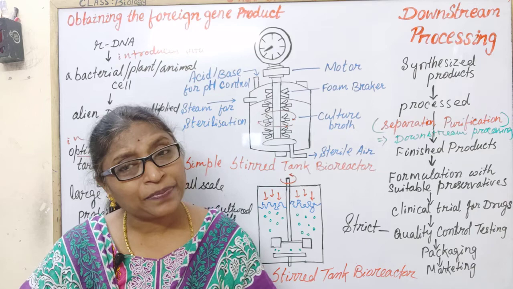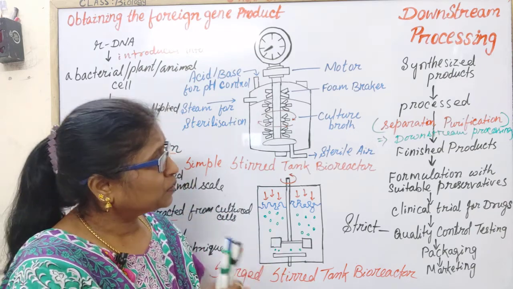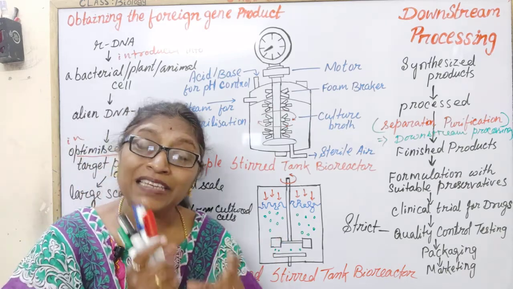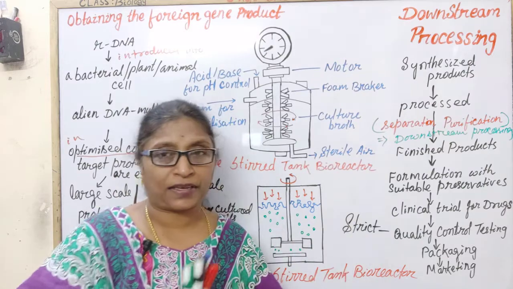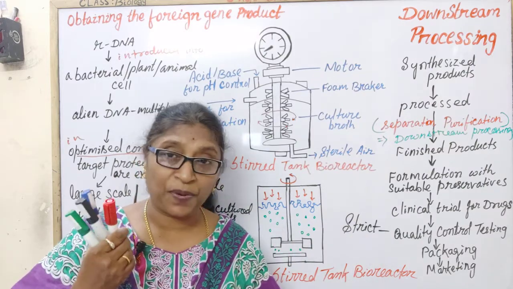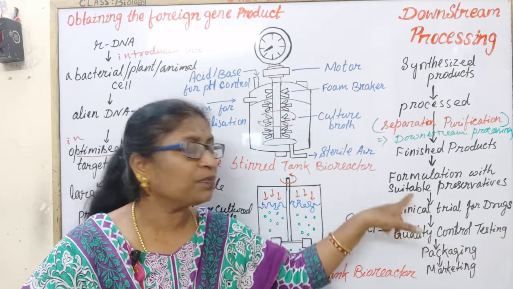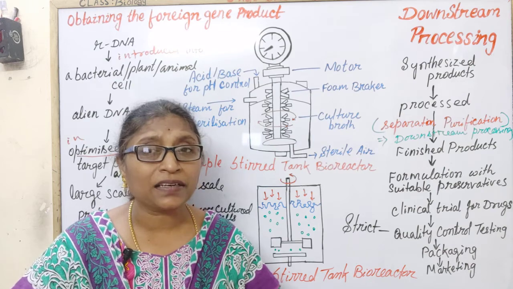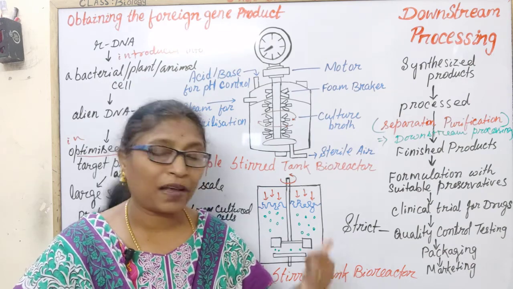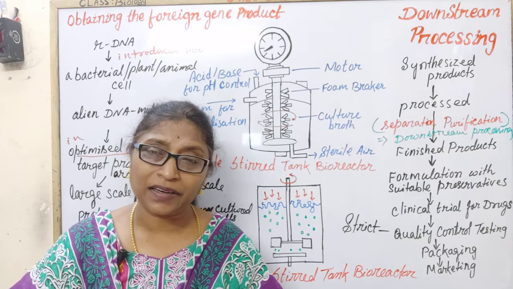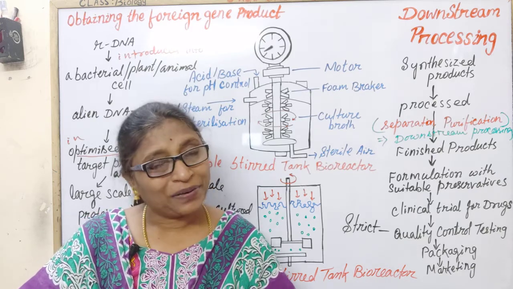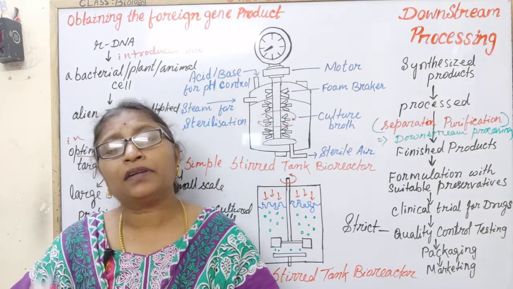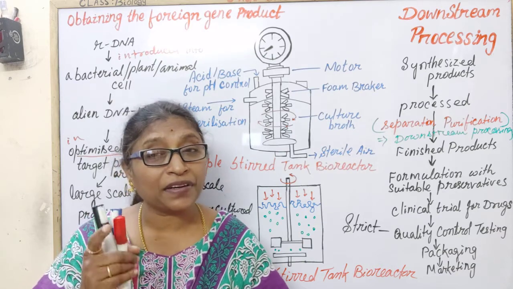Then processing is done to separate and purify the desired protein, the desired product, from other products of the cell. Then it is purified, and again formulated with suitable preservatives. Then quality control testing is done. Then they are packed and sent to the market. This is all about the steps of recombinant DNA technology.